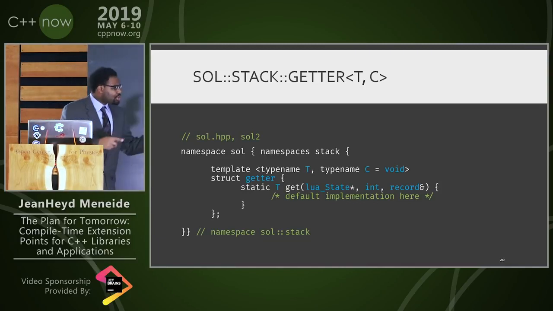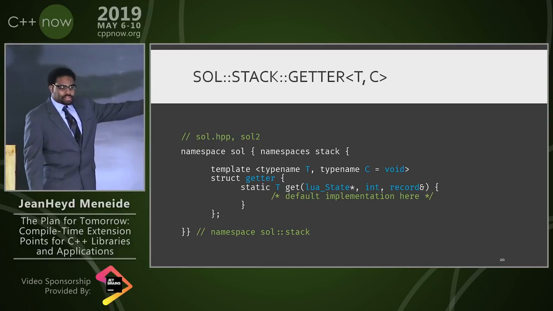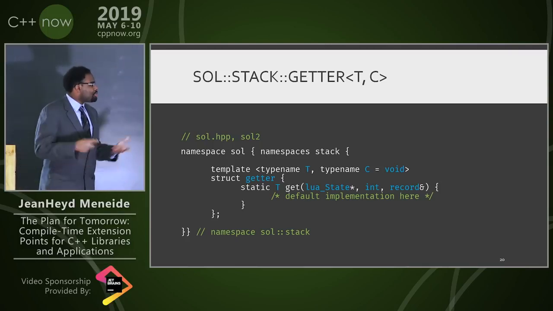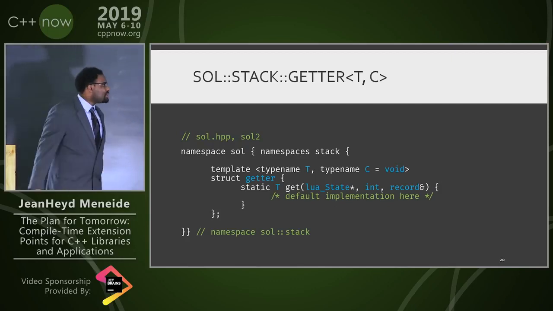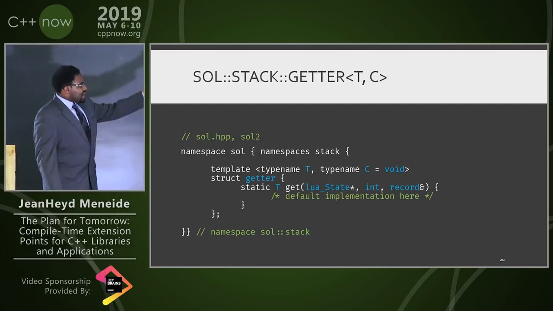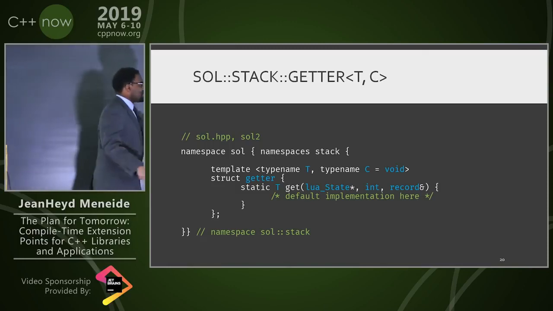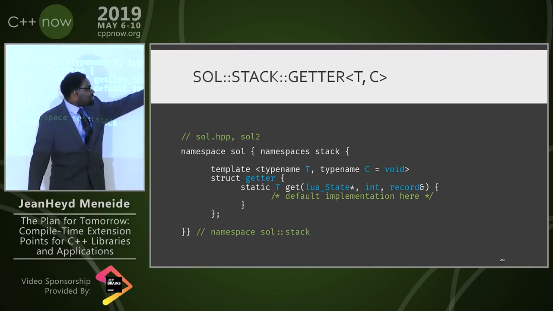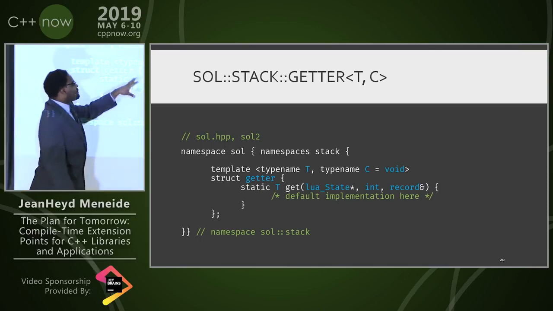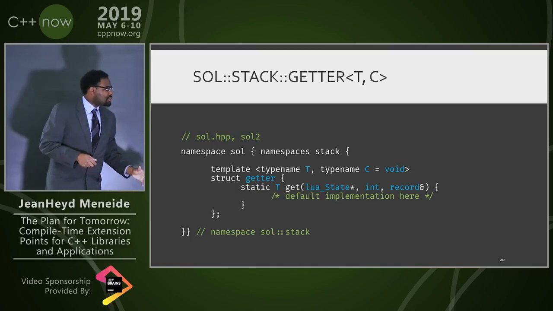Here's some older code from sol2, where we have the struct called getter, and if you couldn't tell by the name, the whole point is supposed to yank something out of the Lua state. It's supposed to get something. The idea is I have a template, a default implementation, in my namespace sol stack, and that's it. Now, you may notice that aside from just having this initial template typename T, we also have this typename C equals void, and we're going to explain why we have this extra template parameter sitting around on this struct.